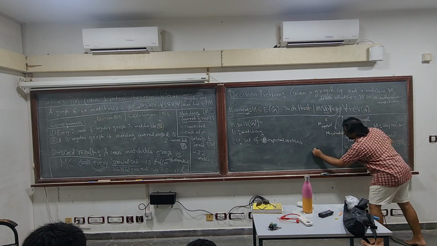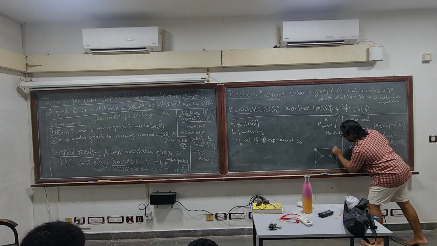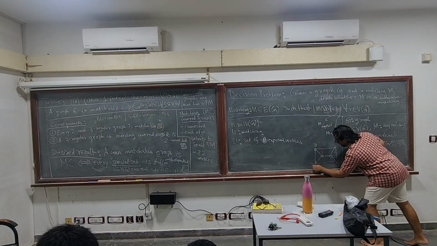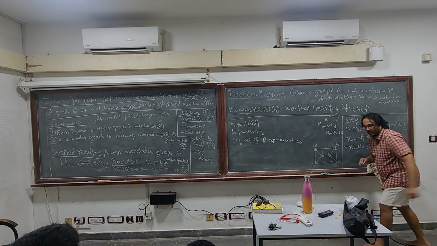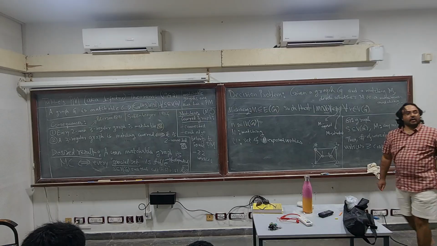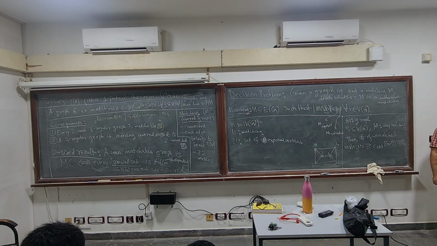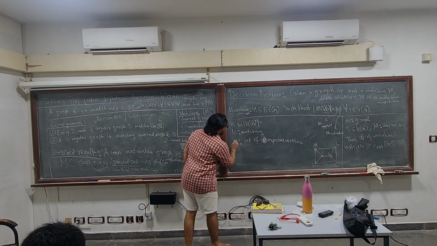Let's do a quick example. Consider this matching, that is not a perfect matching. What are the exposed vertices? 2 and 3. The rest are saturated. Okay. So U is the set of M-exposed vertices.